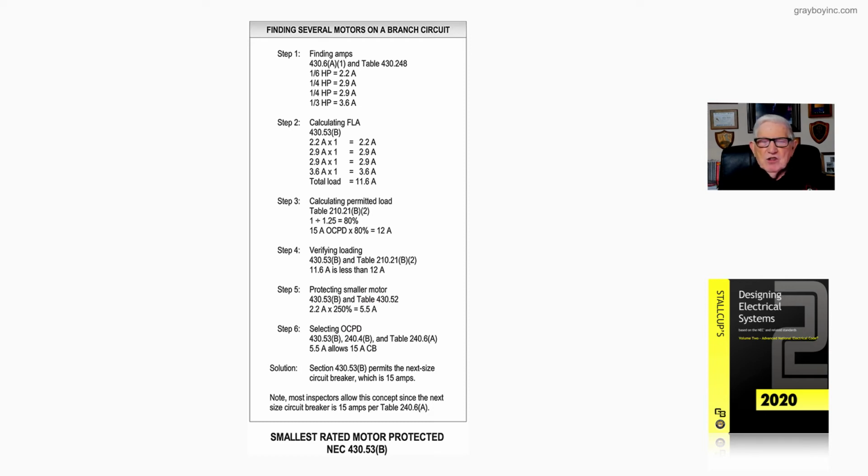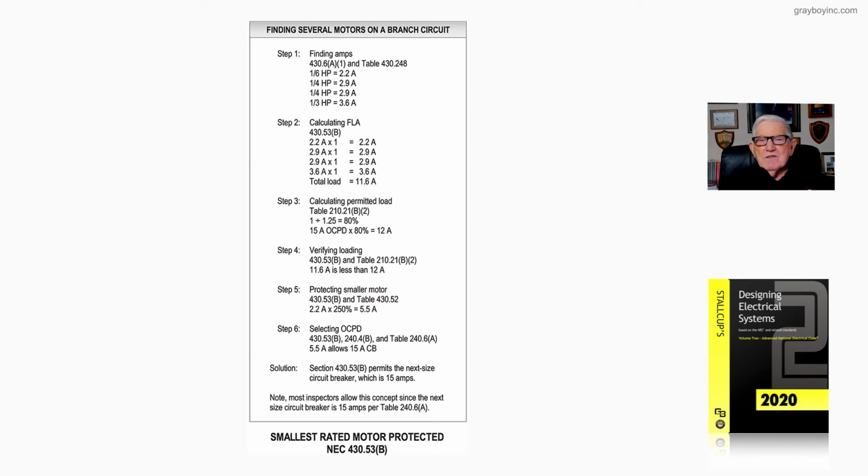Now, application and verification of 430.53(b) along with table 210.21(b)(2), we notice that the 11.6 amps is less than 12 amps. So the calculated load of step 2 of 11.6 amps is less than 80% of the 15 amp circuit breaker, which is 12 amps. So yes, we could load those receptacles to a 15 amp circuit breaker as shown when we apply step 5.